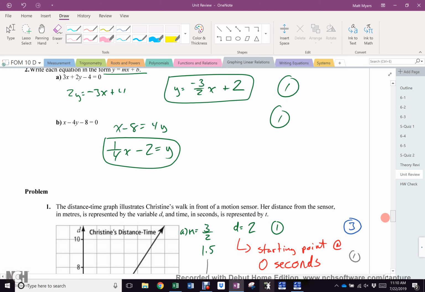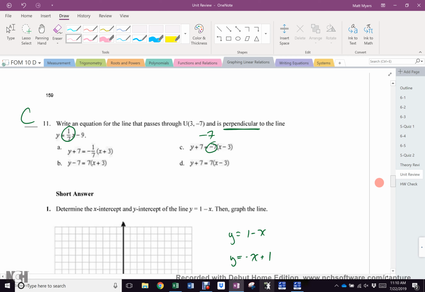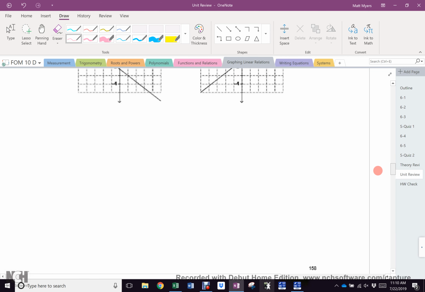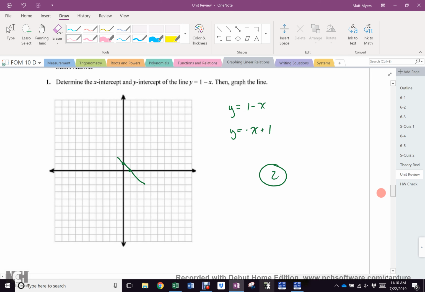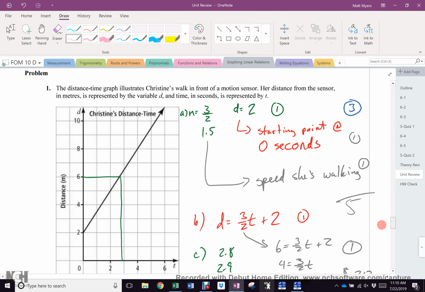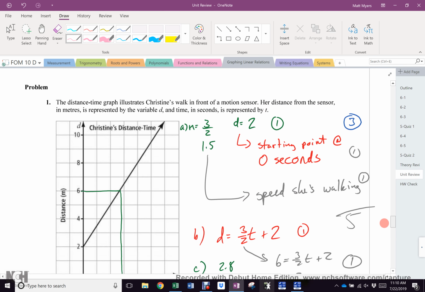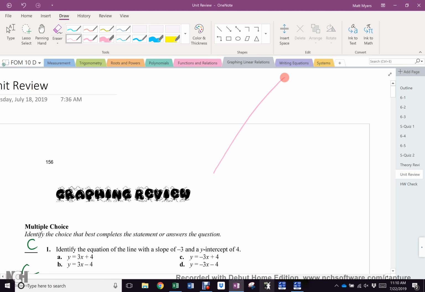So 4 and 5 is 9, 10, 11, 12, 13. Oh no, let's count that other. 11 and 2 is 13, 15, 20, 24.